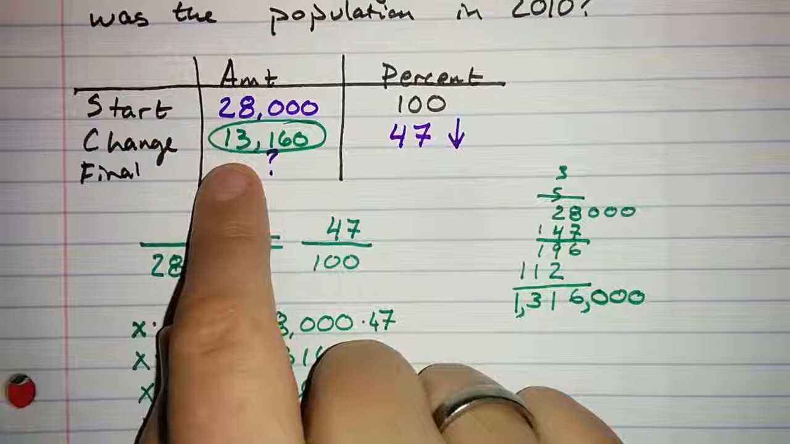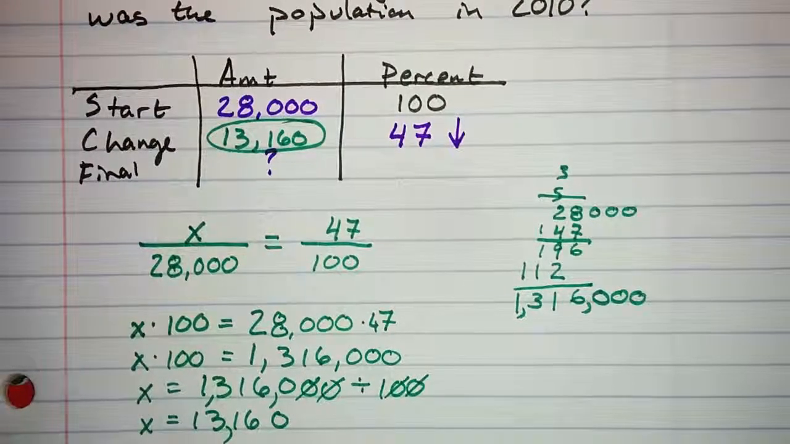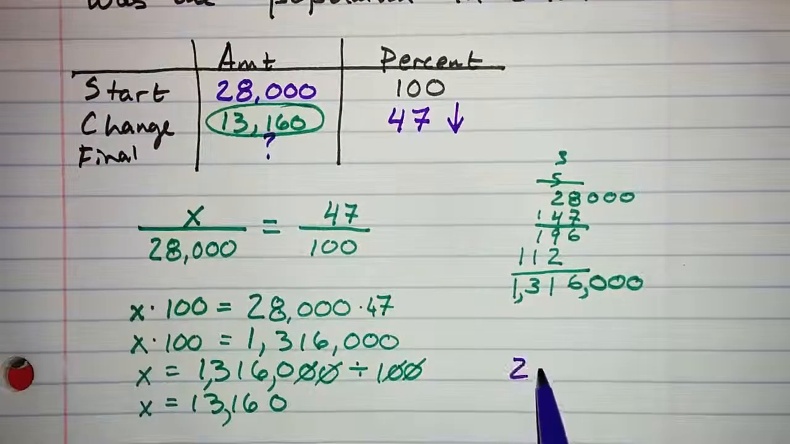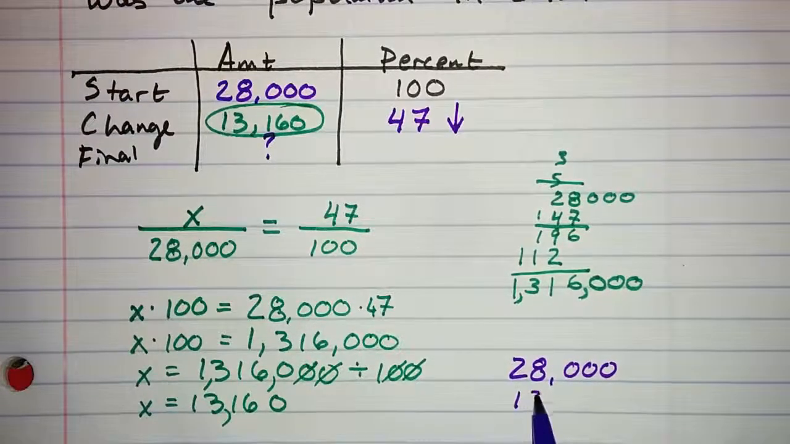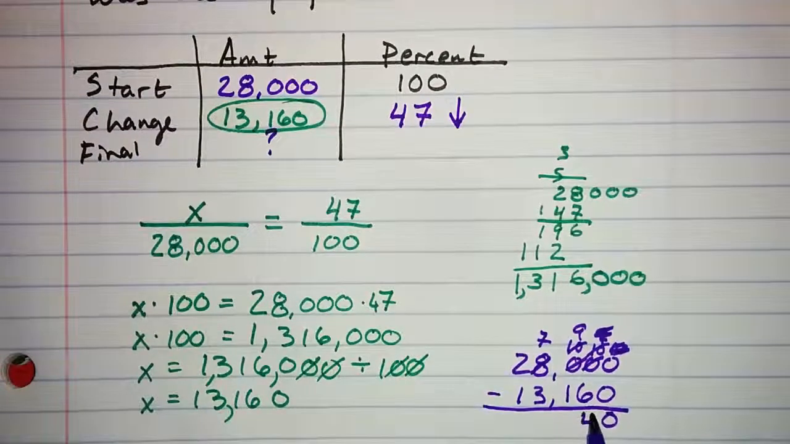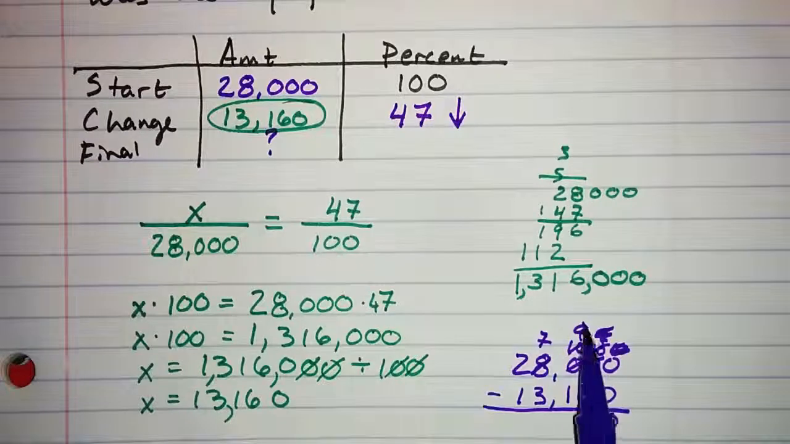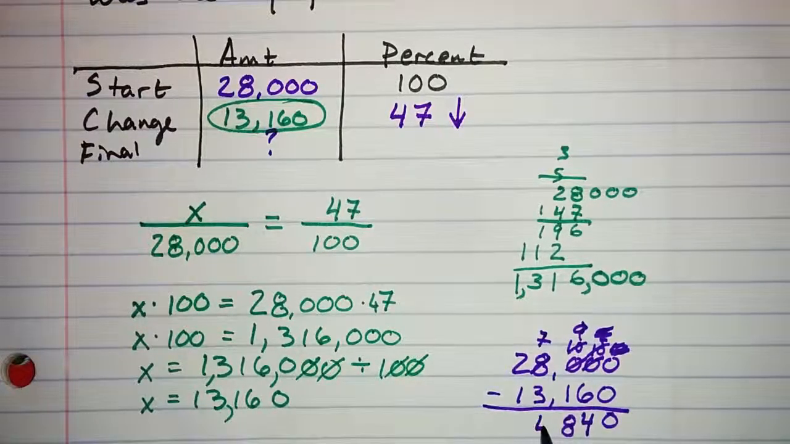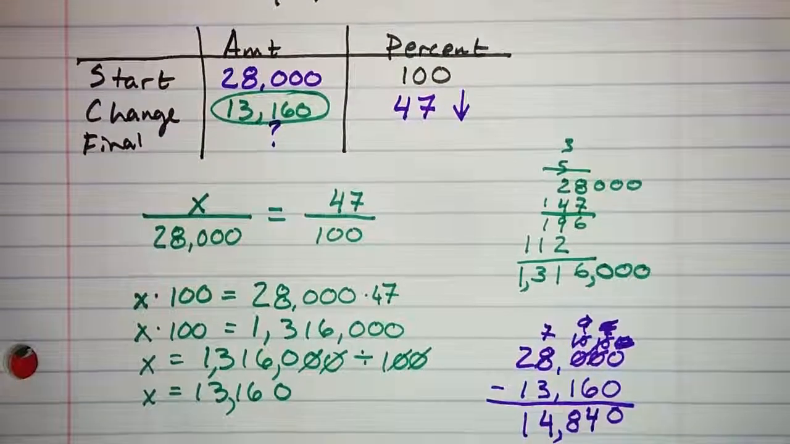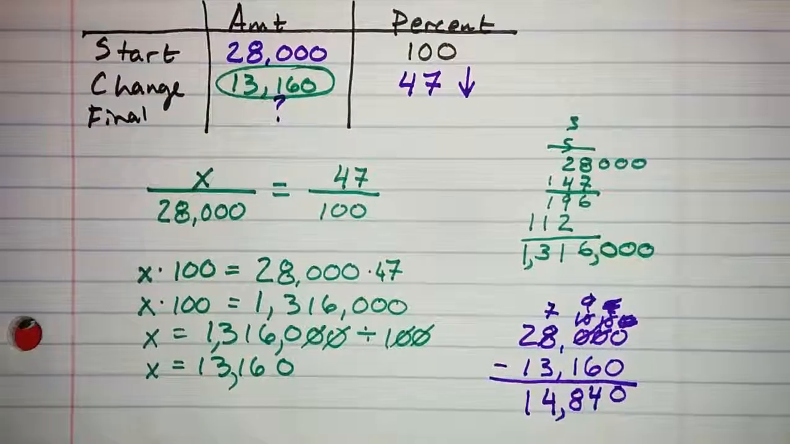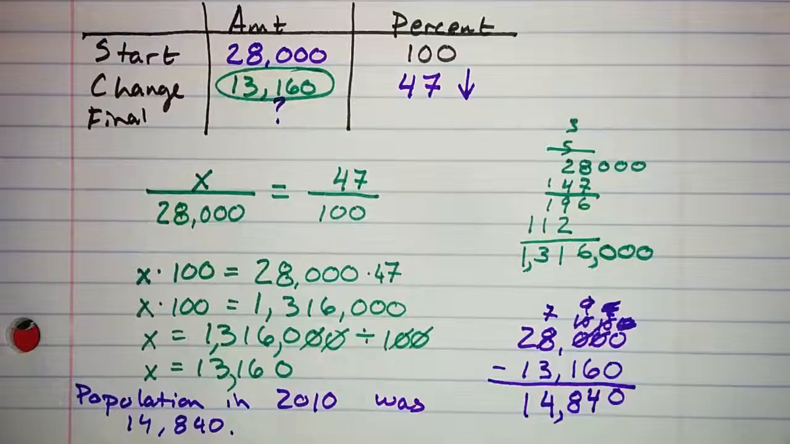This was a decrease, so in order to find the final amount, we'll need to subtract our 28,000 minus our 13,160. 10 minus 6 is 4. 9 minus 1 is 8. 7 minus 3 is 4. 2 minus 1 is 1. So, the population in 2010 was 14,840.